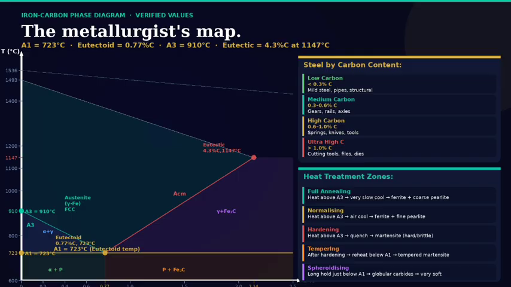The large central region is austenite, face-centered cubic iron, stable at high temperatures. Below it, the green region is ferrite plus pearlite, the typical room temperature microstructure of most steels.